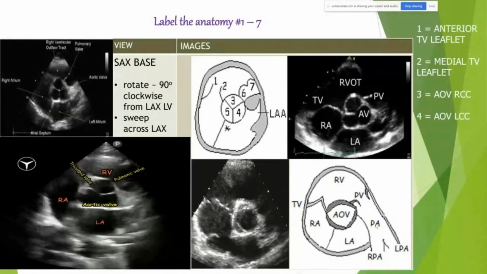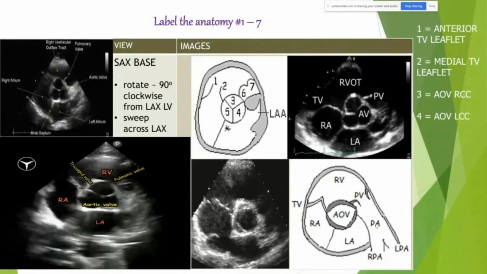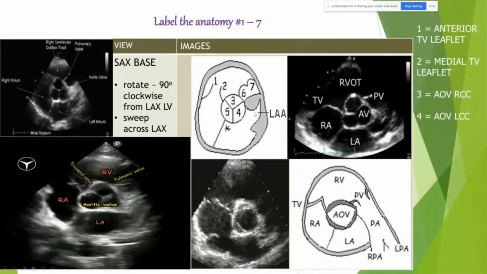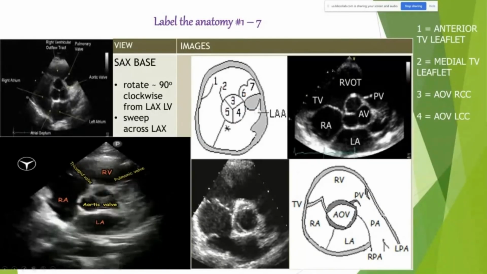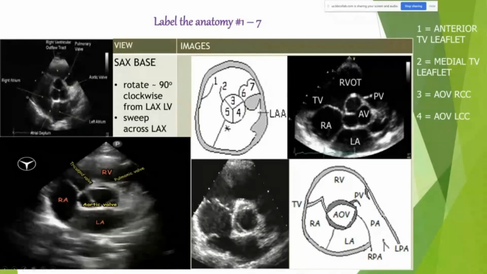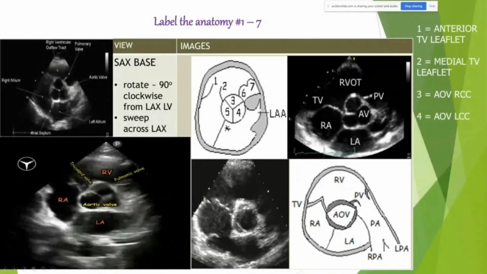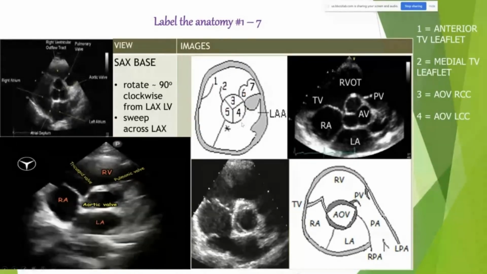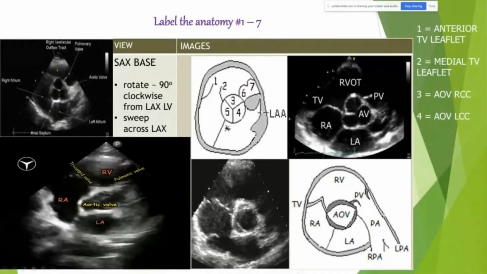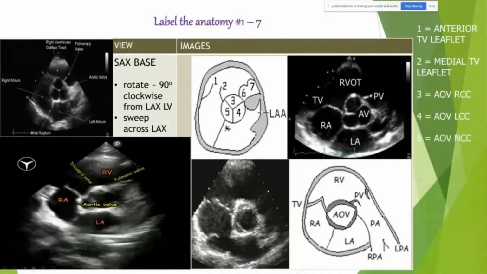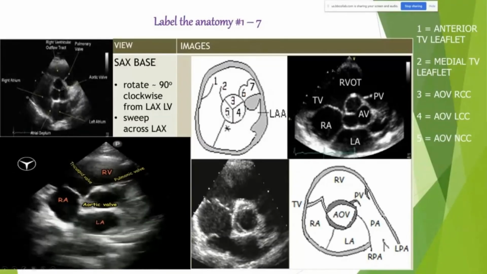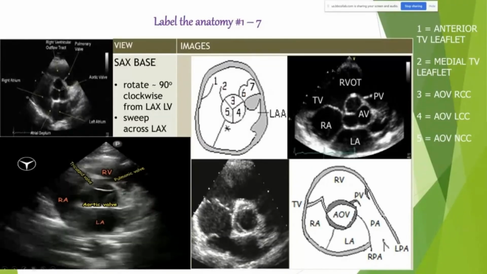So, aortic valve, left coronary cusp is number 4. I've already given you guys the cheat to that. By the way, this LAA stands for left atrial appendage. Most of the time, when a person has a clot, they'll have a clot in that left atrial appendage. So you always want to look for that. Number 5, aortic valve non-coronary cusp. Again, the cheap trick, the non-coronary cusp is always attached to the interatrial septum.